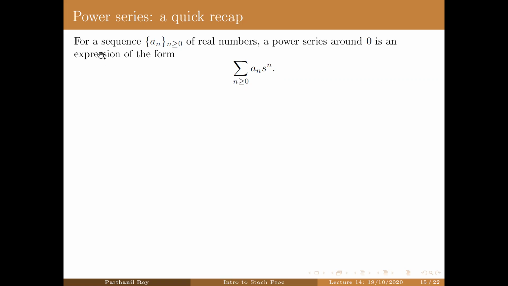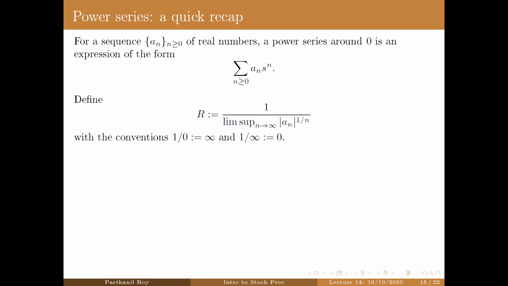Okay, so suppose you have a sequence indexed by n bigger than or equal to 0 of real numbers. For such a sequence, a power series around 0 is just a formal expression of the form summation a_n s^n as n runs over non-negative integers. It's just an expression a0 plus a1 s plus a2 s squared plus a3 s cubed and so on. Okay? So a priori, it's just a formal expression.